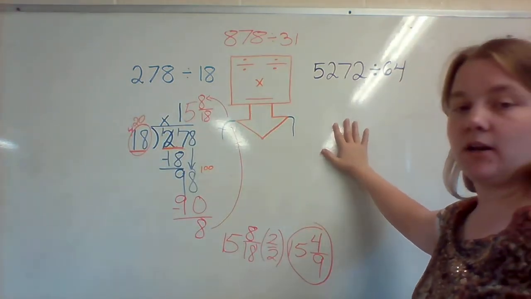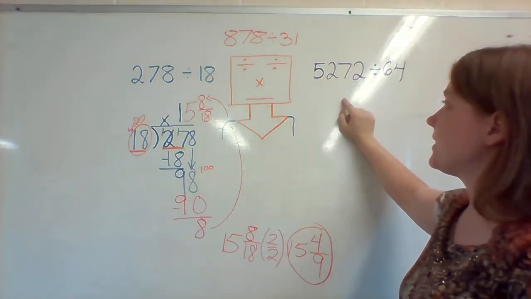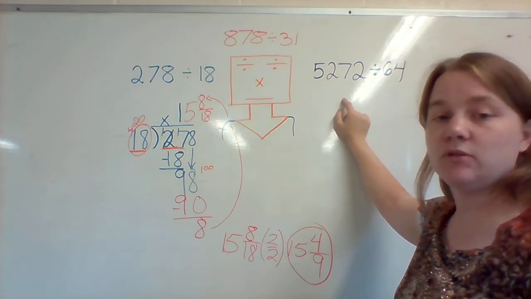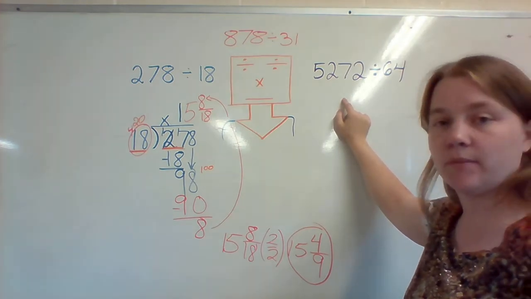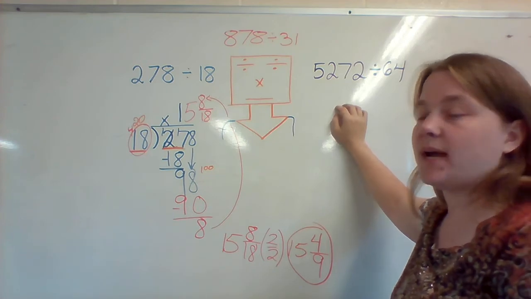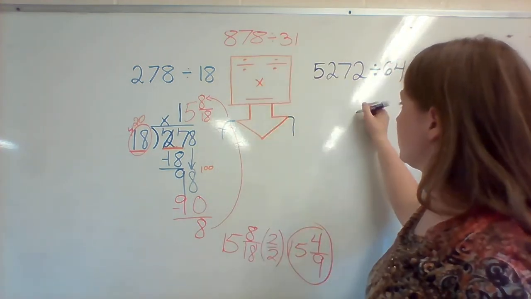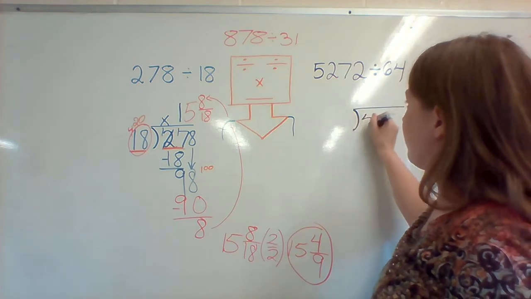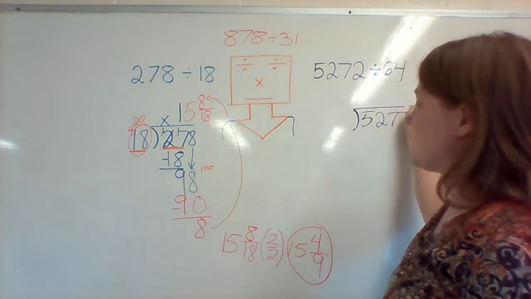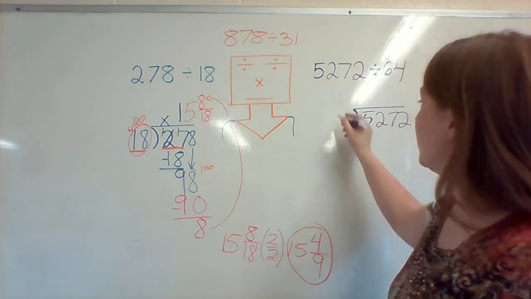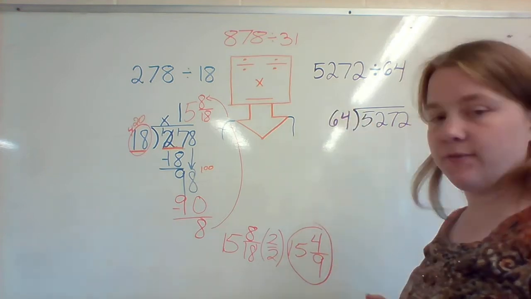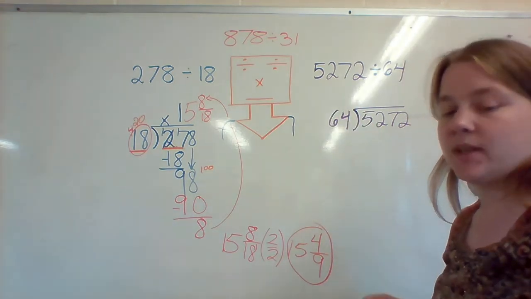Let's take a look at another example. 5,272 divided by 64. In order to solve this problem, I have to think about that division sign sliding over, stopping over the first number. So I know that 5,272 is going to go on the inside. 64 is going to go on the outside.